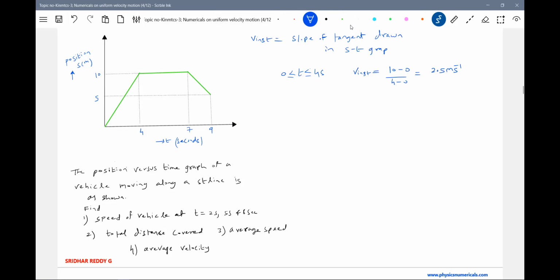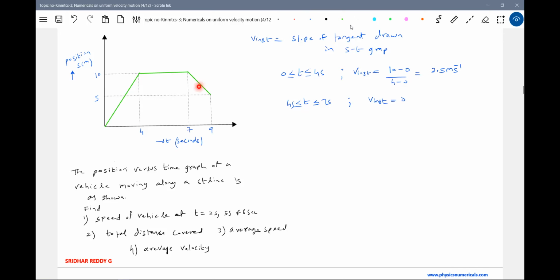Now, what is the slope of the curve for this horizontal portion? The slope will be 0, no? If a line is horizontal, parallel to the x-axis, the slope must be 0. I think you know this very well. The slope of the curve in the interval of time 4 to 7 seconds will be 0.